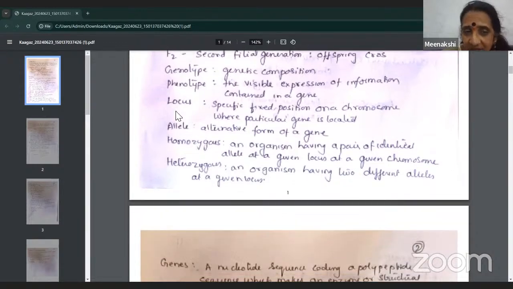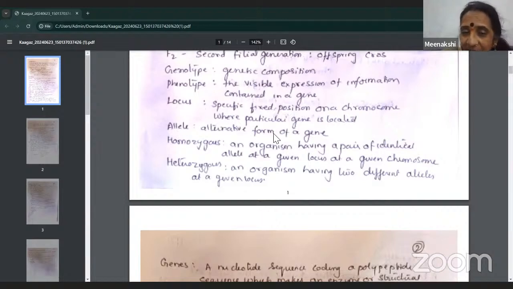Coming to locus. Locus is a specific fixed position on a chromosome where a particular gene is located. Say for tall plant, maybe it is the fifth position, or we can say the 10th position for height of the plant. So that is a fixed point on a chromosome where we will be able to see a particular character or particular trait. That point is called a locus.